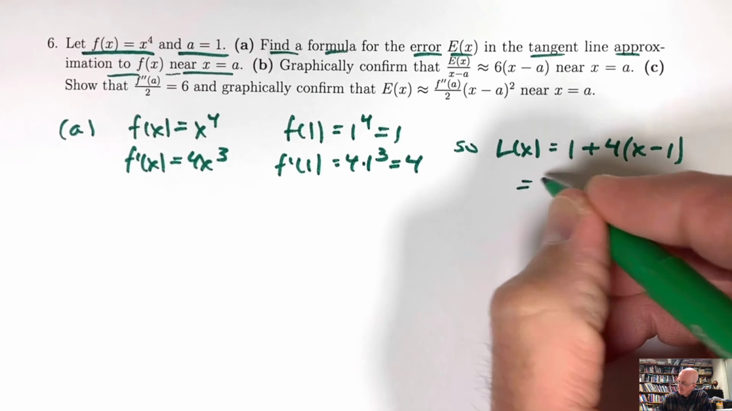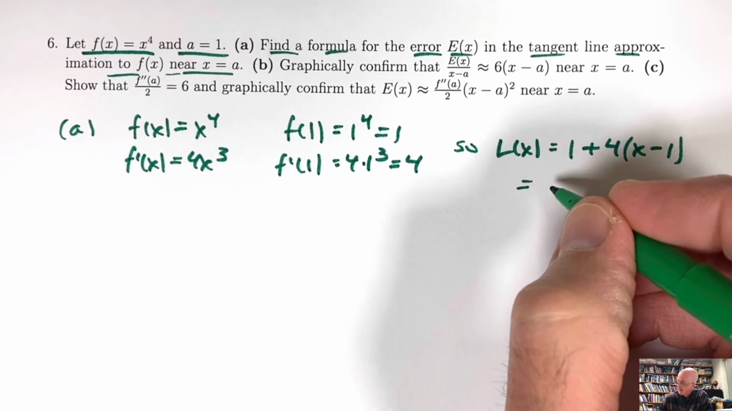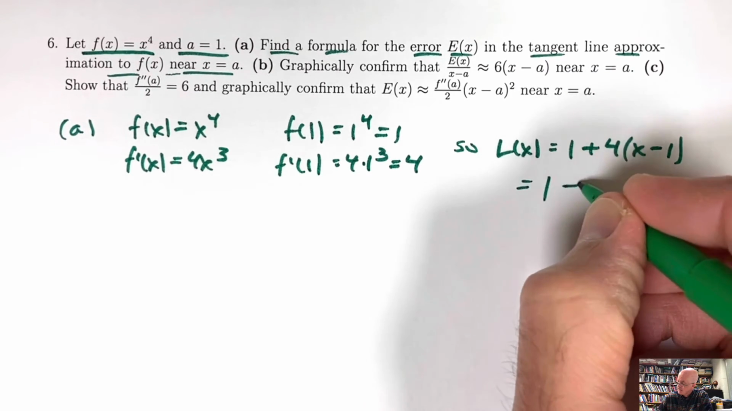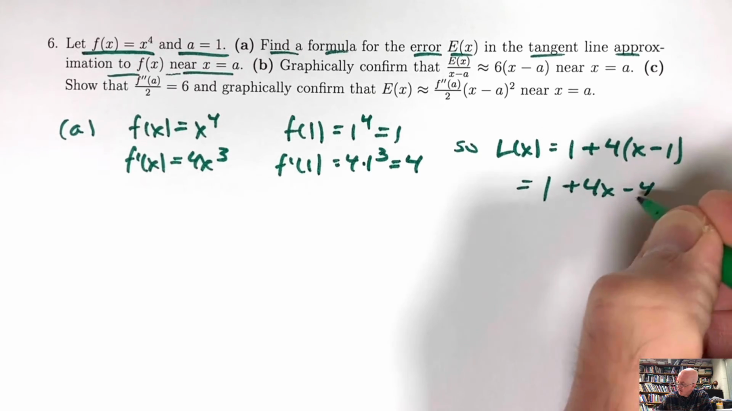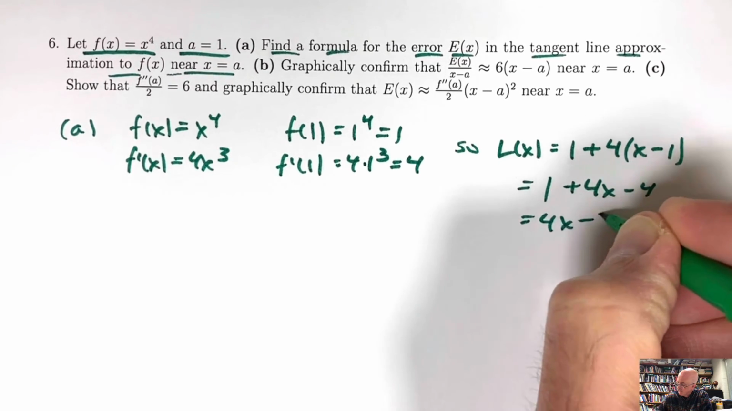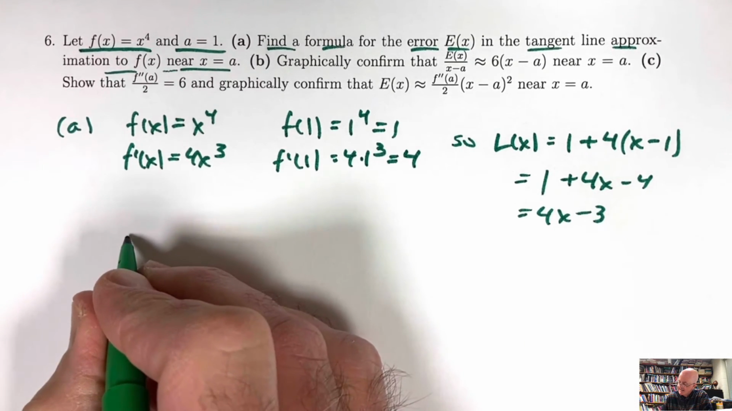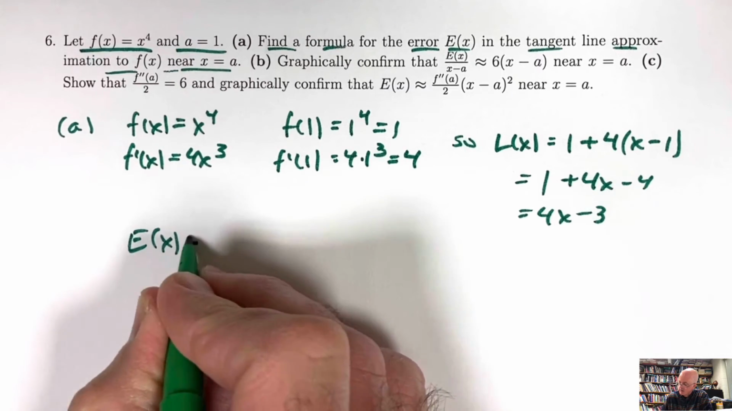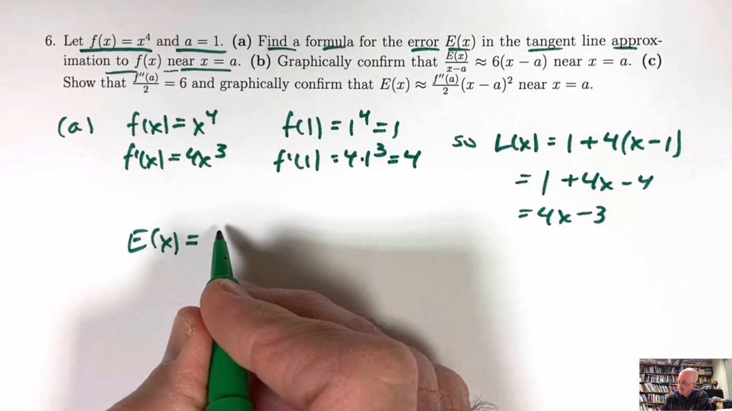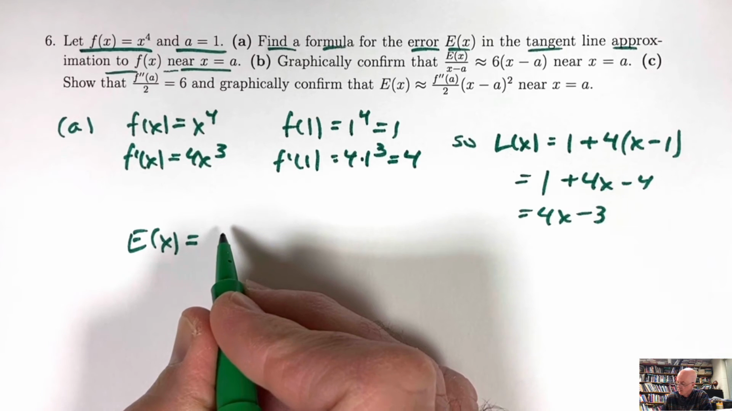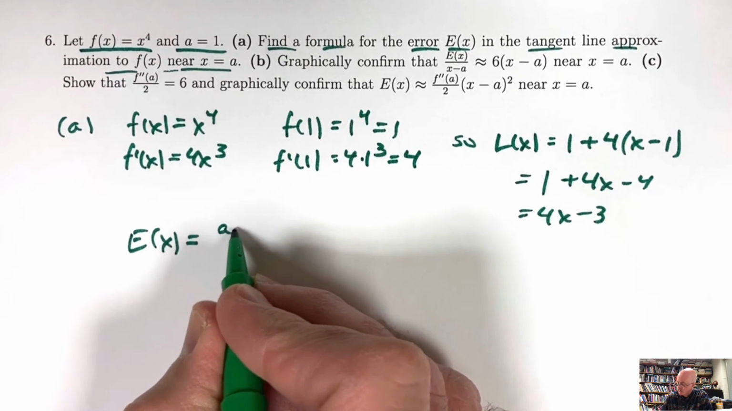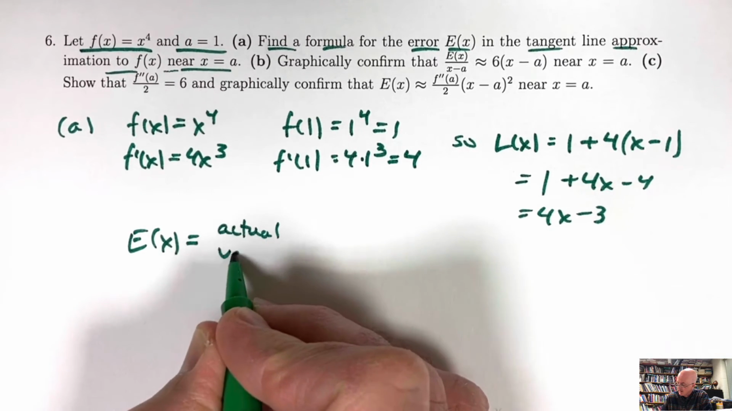I will expand it for the purposes of doing part A here. So this is 1 plus 4x minus 4. That'll be 4x minus 3. That's the L of x function in expanded form, slope-intercept form you might call it. What's e of x then, the error function? Well, again, as I said in the previous problem, not the exact previous, but a few problems ago, this is actual value minus approximate value.